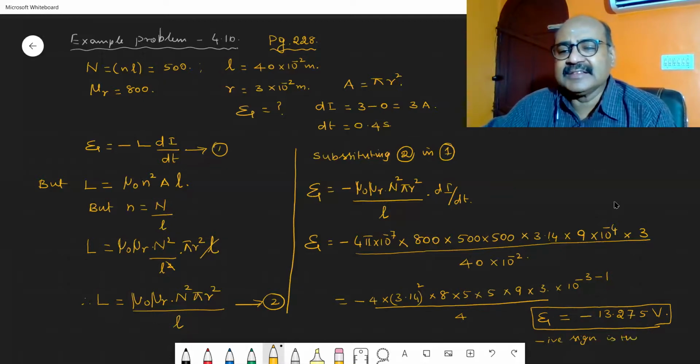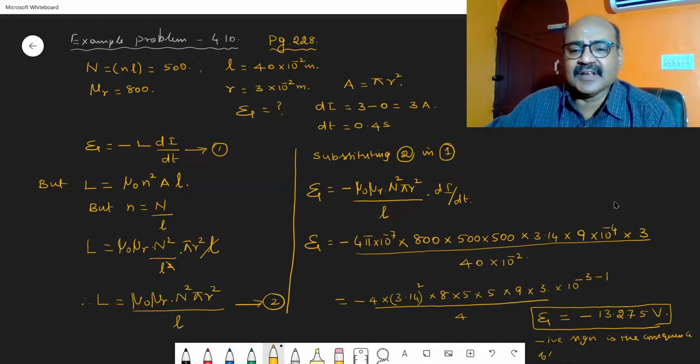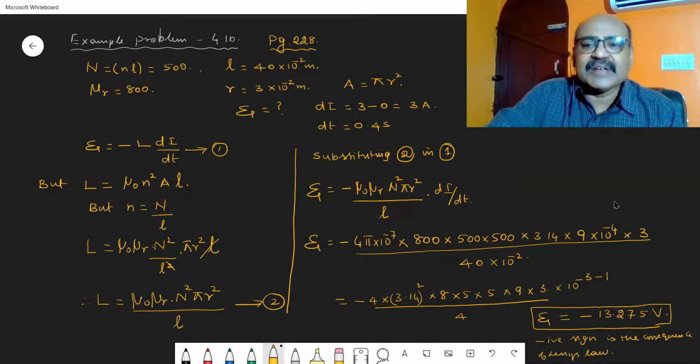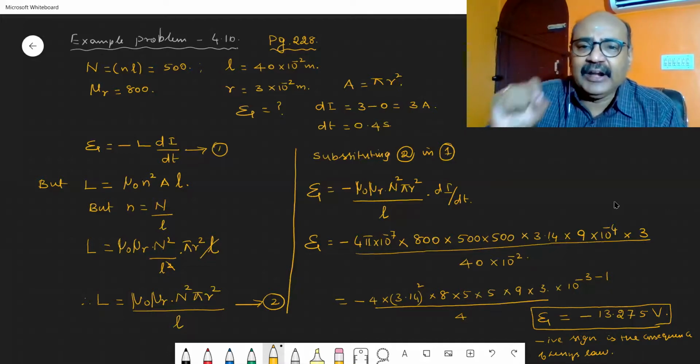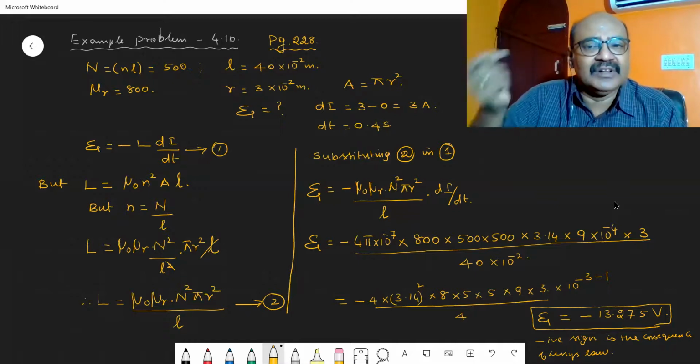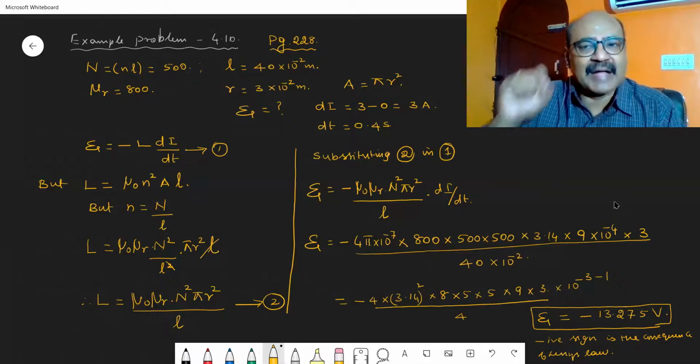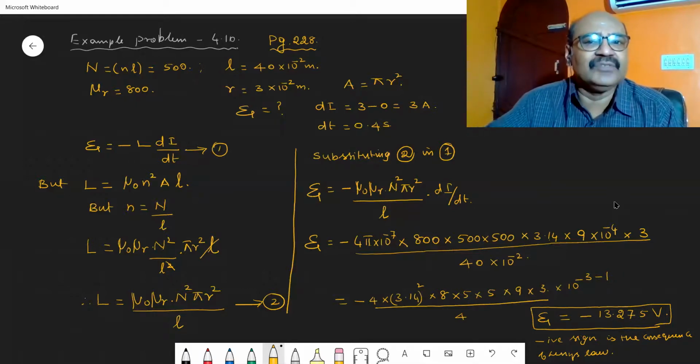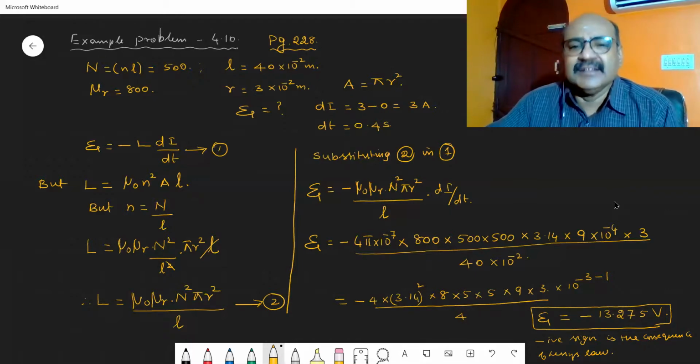Negative sign is the consequence of what? Consequence of Lenz's law. What is that consequence of Lenz's law? The negative sign indicates that the EMF induced in the solenoid is always in a direction opposite to that of the change produced in the magnetic flux, or opposite to that of the cause. So this we are taking as the solution for the example problem 4.10. Hope you should have understood this.